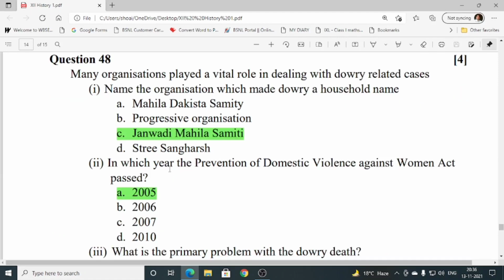48, many organizations played a vital role in dealing with dowry related cases. Name the organization which made dowry a household name. So here we can go with Mahila Dakshita Samiti. But if combining all the Samitis together, it was formed Janwadi Mahila Samiti. So this can also be considered, C, Janwadi Mahila Samiti, the amalgamation of all the Samitis together.